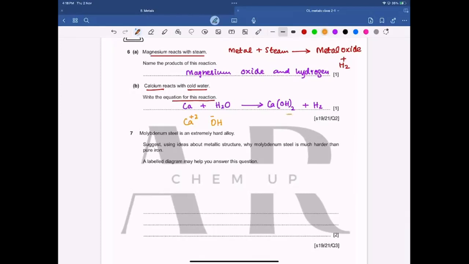How many hydrogens are over here? 4. Because it's 2 outside the bracket. So I have to put 2 over here to make hydrogens 4.